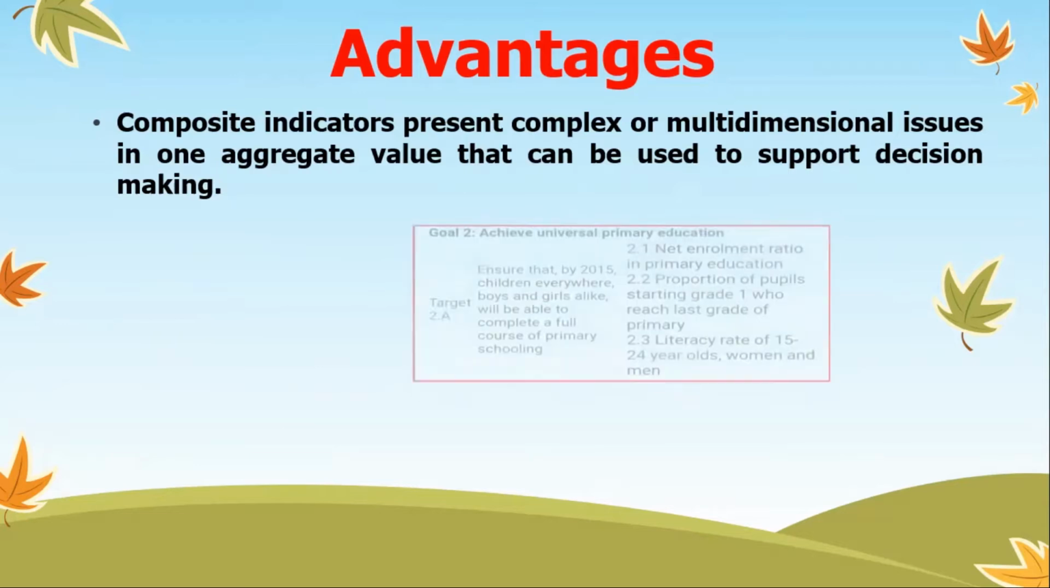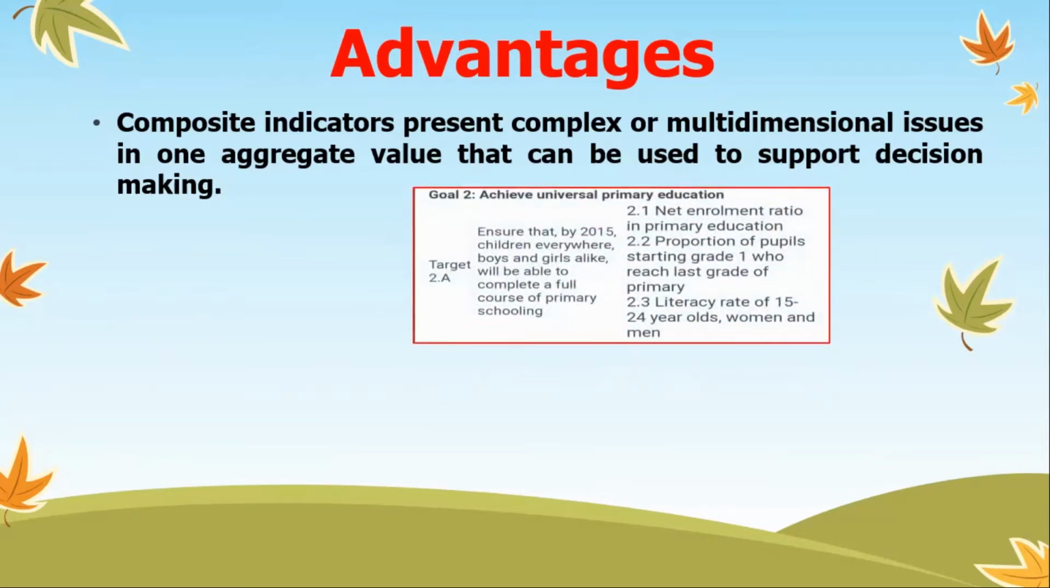For example, in Goal number 2, achieve universal primary education, it has a target and its indicators. The 2.A is a target: ensure that by 2015, children everywhere, boys and girls alike, will be able to complete a full course of primary schooling. The indicators are 2.1, net enrollment ratio in primary education; 2.2, proportion of pupils starting grade 1 who reach the last grade of primary; 2.3, literacy rate of 15 to 24 year old women and men. That is an example of the composite indicators.